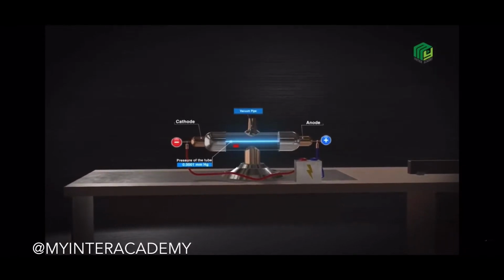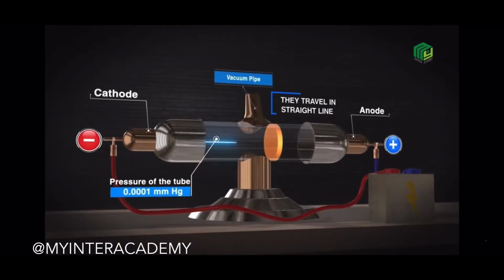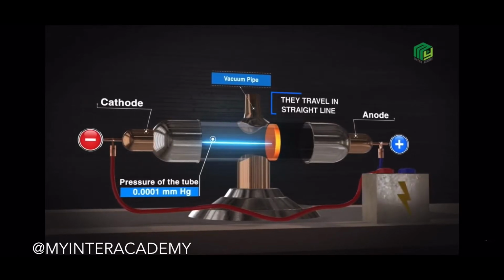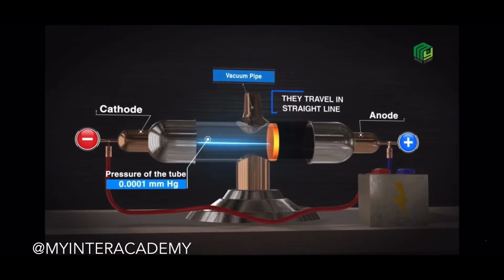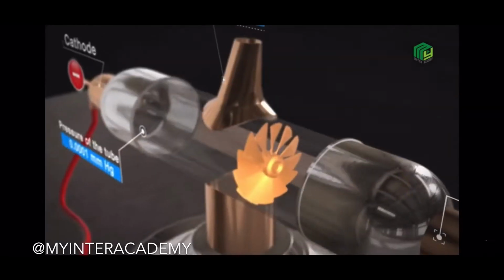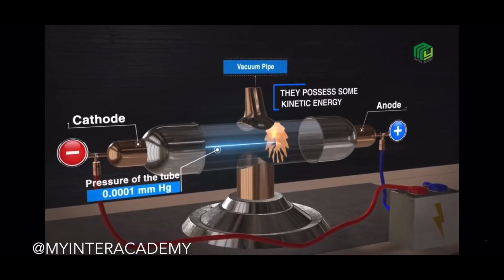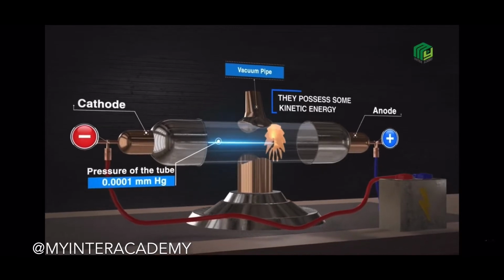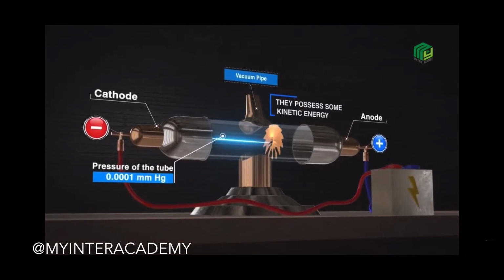Properties of cathode rays are: 1. When any object is placed in the path of the cathode rays, these rays cast shadows. This shows that cathode rays travel in a straight line. 2. When a wheel was placed in the path of cathode rays, the wheel rotates. This shows that rays consist of some particle and some kinetic energy.